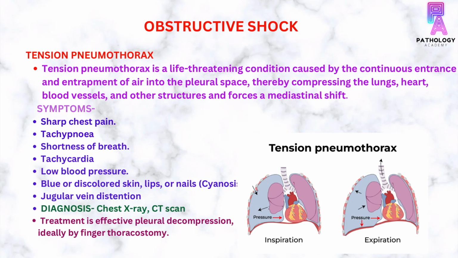Tension pneumothorax. It's a life-threatening condition which is caused by continuous entrance and entrapment of air into the pleural space, thereby compressing the lungs, heart, blood vessels, and other structures and forcing a mediastinal shift. The patient will present with sharp chest pain, tachypnea, shortness of breath, tachycardia, low blood pressure, cyanosis, and jugular venous distension. The diagnosis of tension pneumothorax is often done by chest X-ray or CT scan, and treatment is effective pleural decompression.